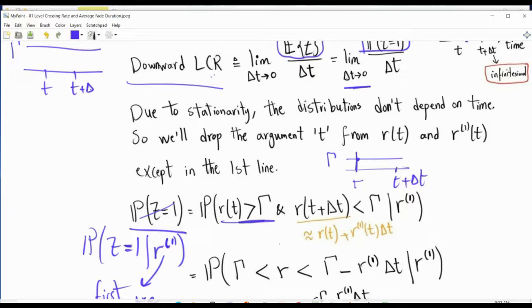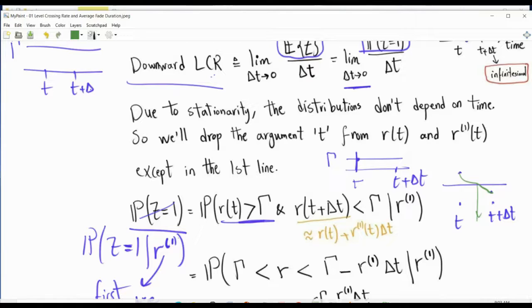Basically, to cross the level gamma, you need r of t to be greater than gamma. So here is t. At t you are above gamma. So this is t plus delta t. At t plus delta t you are below gamma. So this is basically our process doing something like this. And so there is a crossing, a downward crossing.